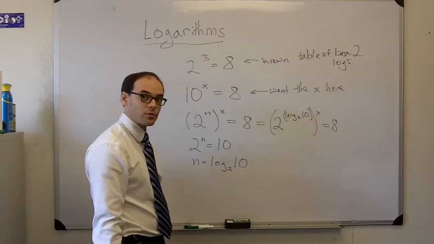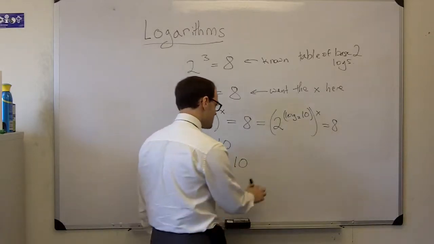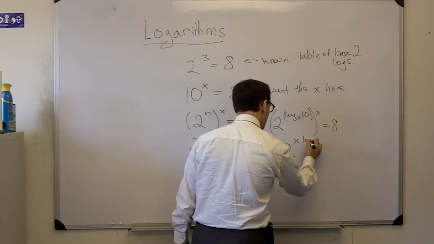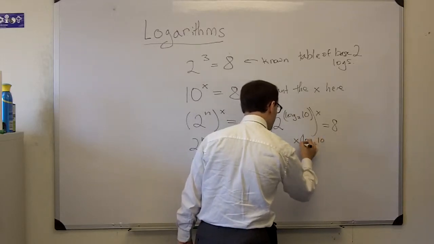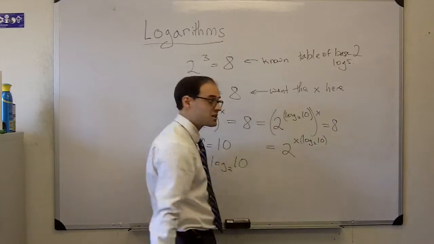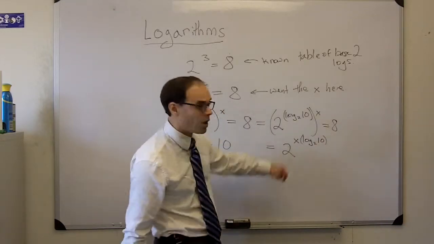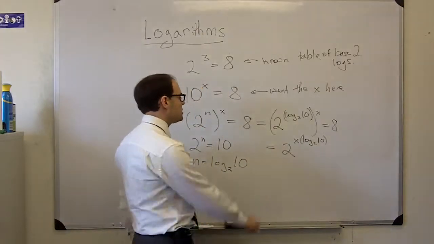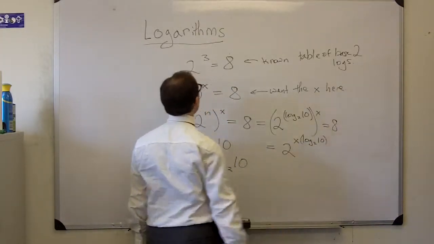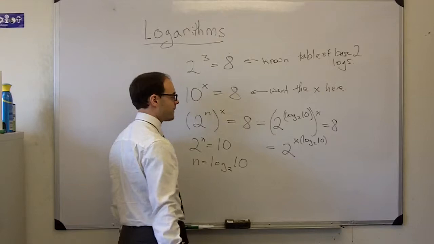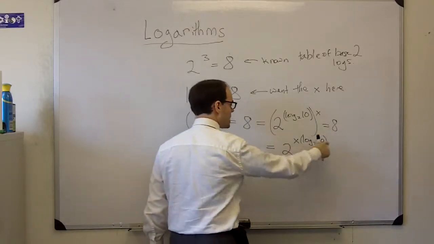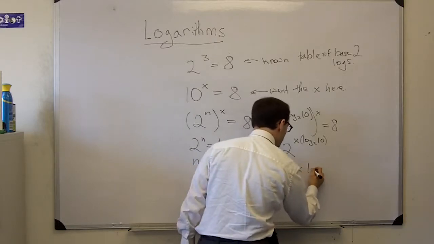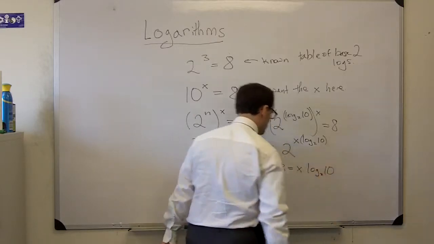Now I'm going to use my exponent rules. My exponent rules say this is really 2 to the x log base 2 of 10. Switch the order of the x and log 10 just so that it's clear what I'm logging and what I'm not logging. Of course, this is supposed to equal 8. But wait a moment, 2 to the something equals 8. I know what that is. 2 to the 3 equals 8. So that means this thing here has to be 3. So 3 is x times log base 2 of 10.